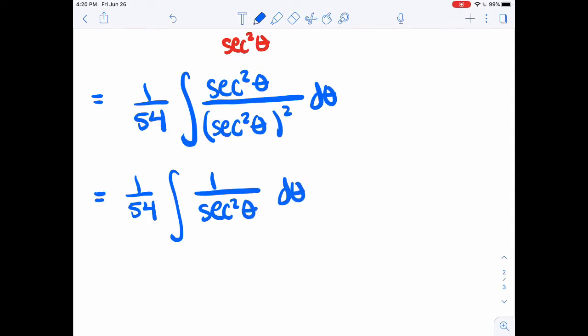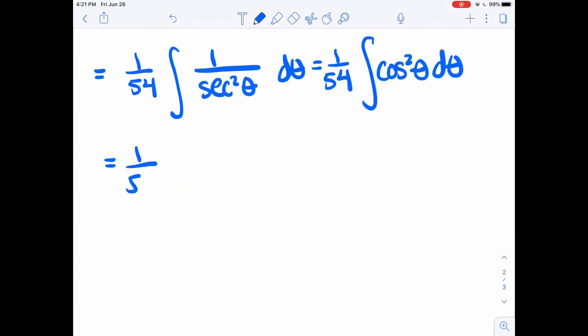That doesn't look like a great integral for us. I don't really love working with secants. I'm going to write that instead as a cosine squared theta d theta. So now it's a cosine squared. Now we know what to do with a cosine squared from the previous section.